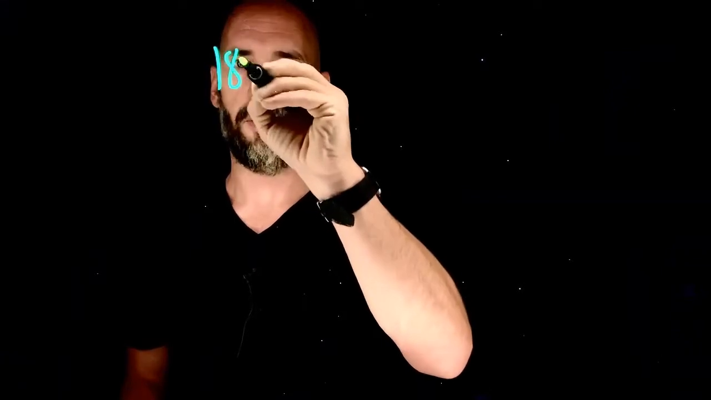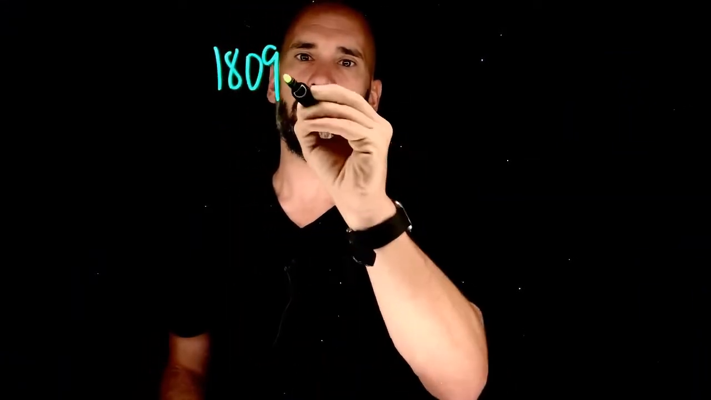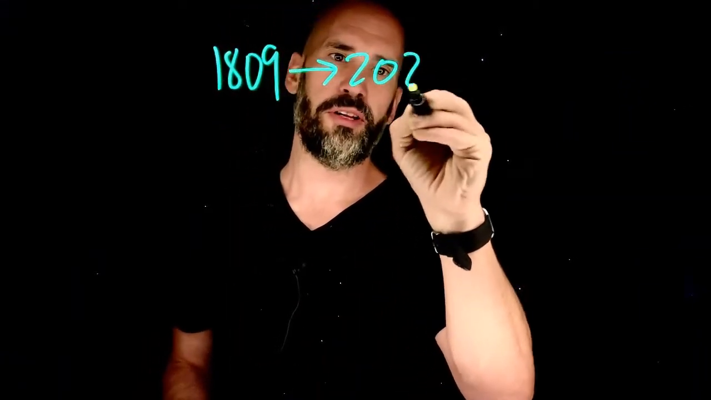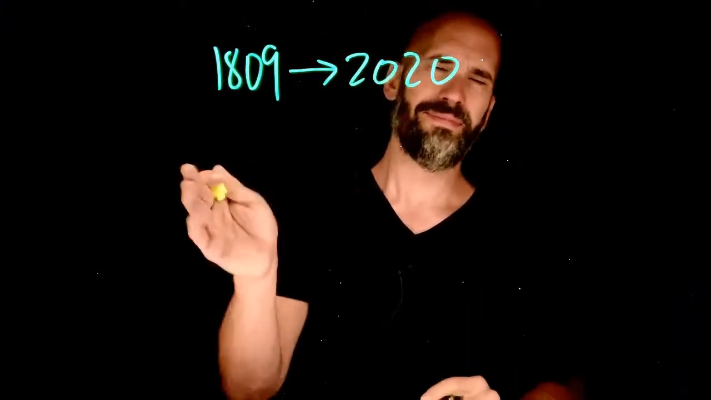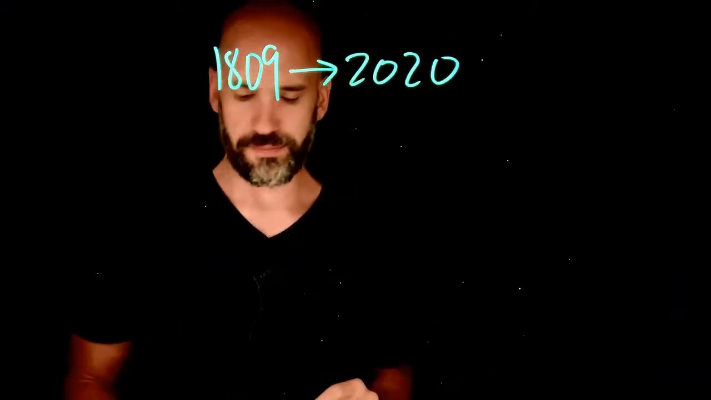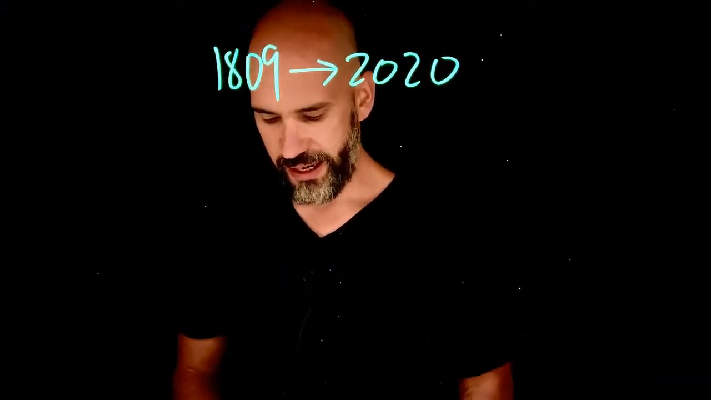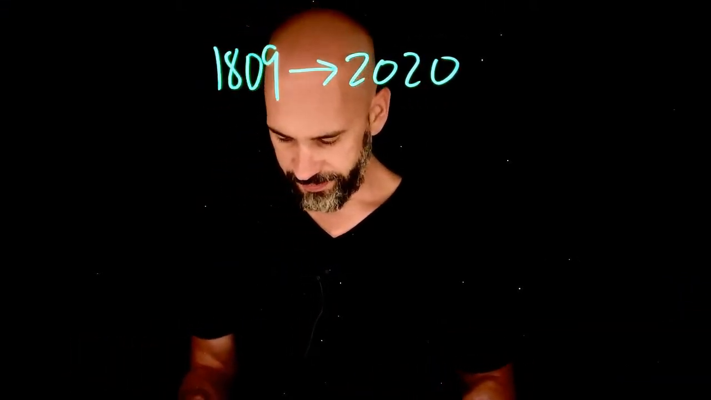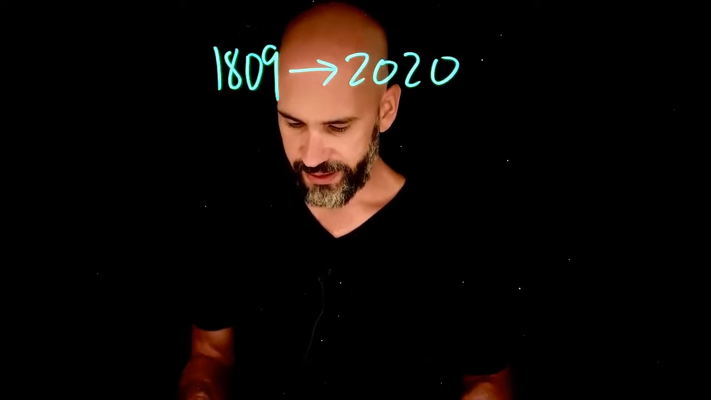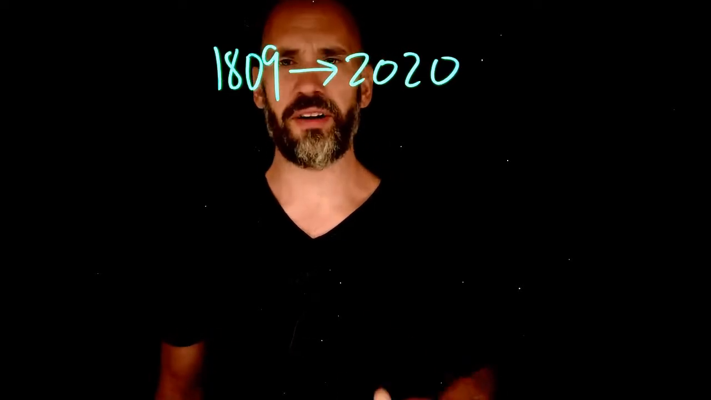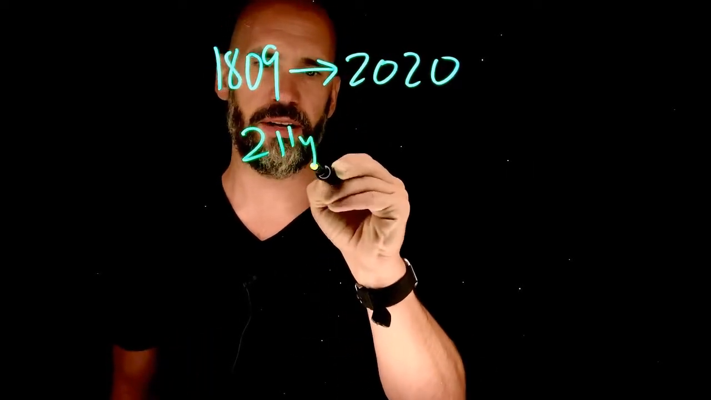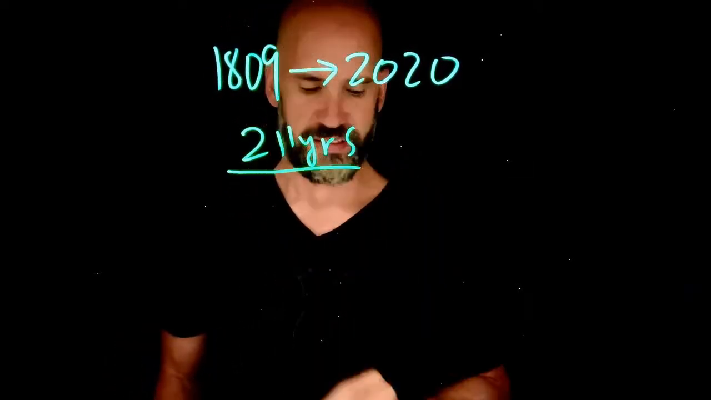All right, so here's the deal. This turtle was born in 1809, right? It is currently 2020, or at least when I make this video. If this video is presented to a future class, let's just pretend it's 2020, okay? What is the difference between those 2 years? Well, the difference between those is 211 years. So I want to find out what this is in hours.